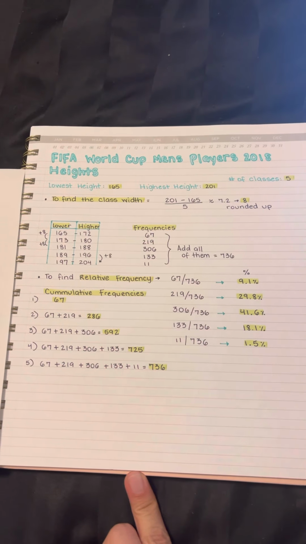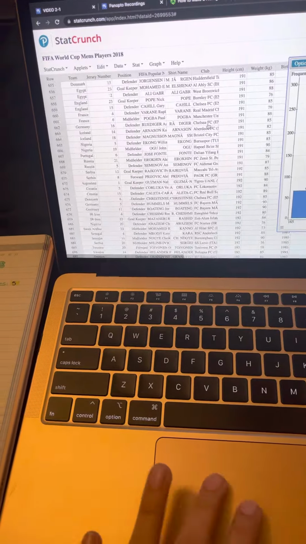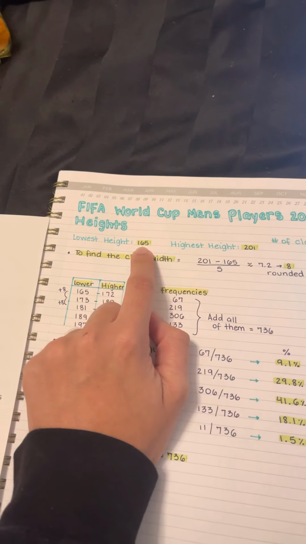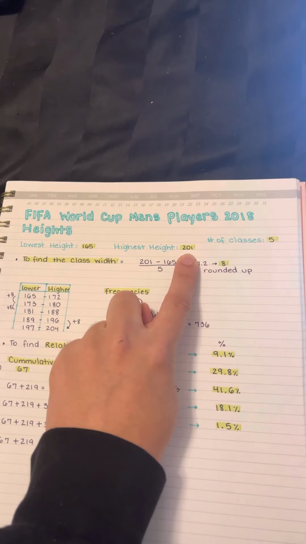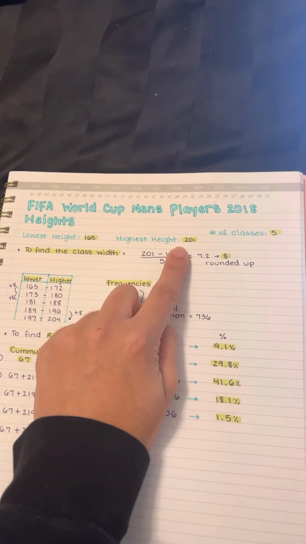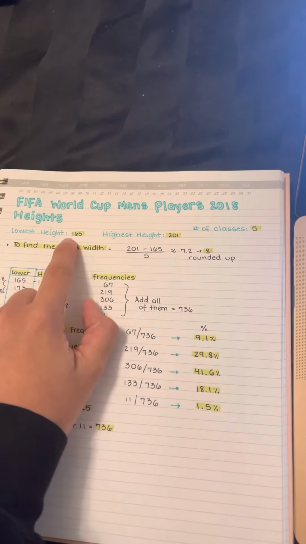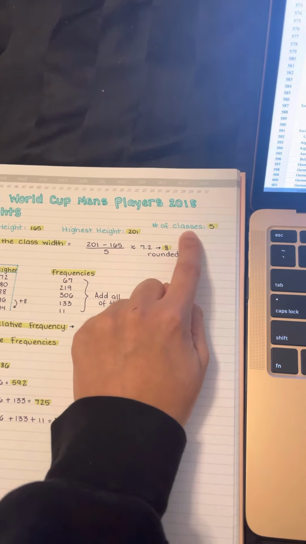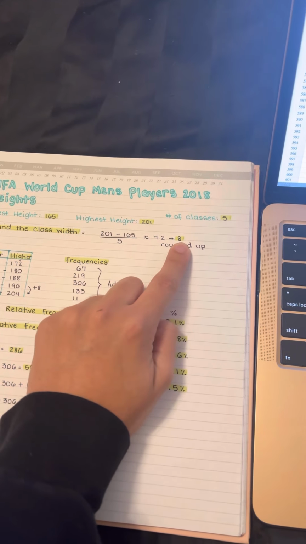So what I did first is I looked at the data set that they gave me, which was quite large, and I determined the starting point, the lowest height, which is 165, and the highest height was 201. And then from there, I decided to find the width of the class. To find the class width, I took this number and subtracted this number from it, and then I divided by the number of classes. I chose to do 5. What I got was 7.2, which I rounded up to 8.